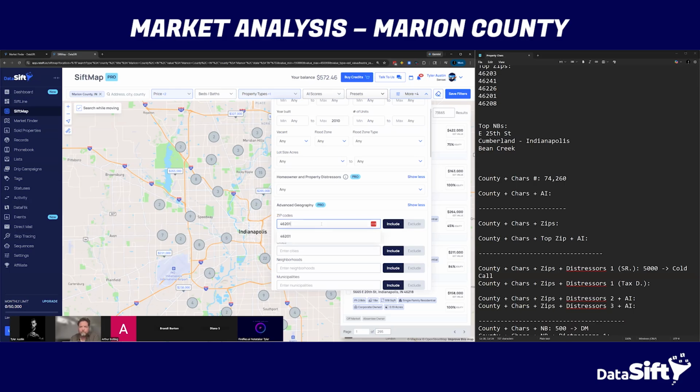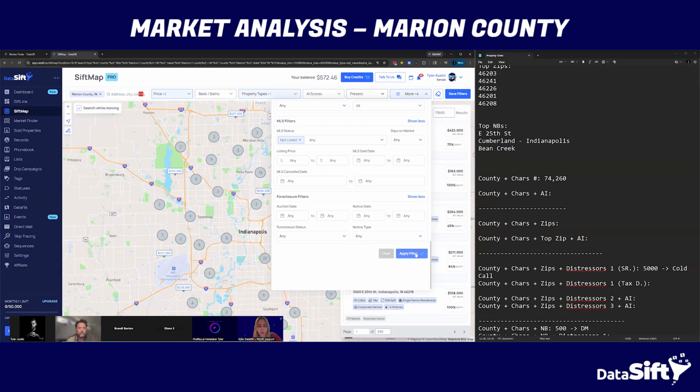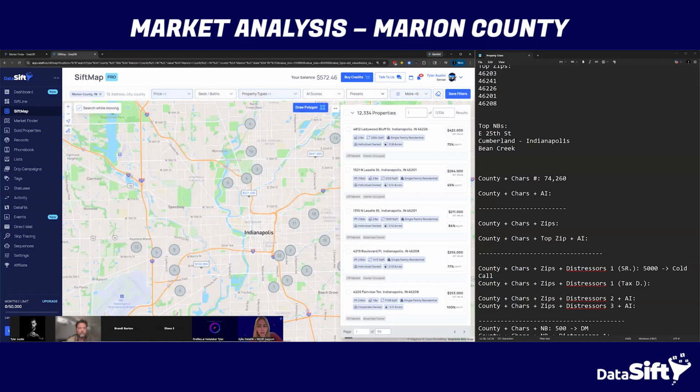46201. And we are going to go over on time here by a little bit. I'm pretty sure the calendar's until 3, but I'm here. So as long as you guys can stay, if I get through this, we will get through it. So I'm going to add those zip codes, scroll down, and click apply. And that's going to show me that narrowed us down to only 12,000 people.